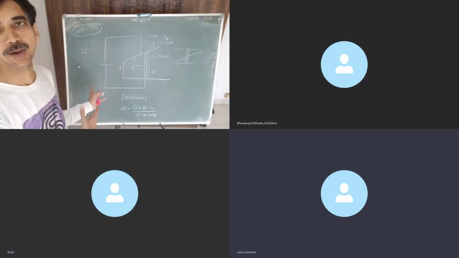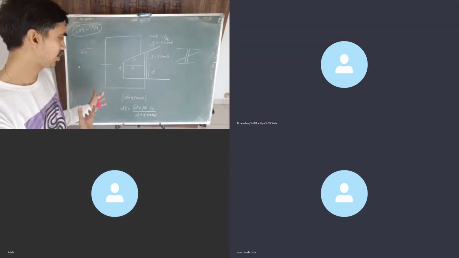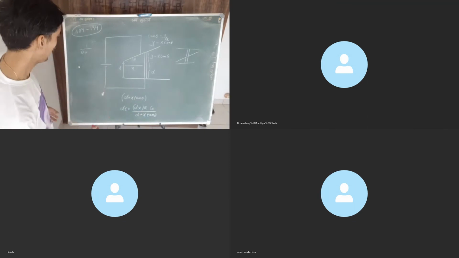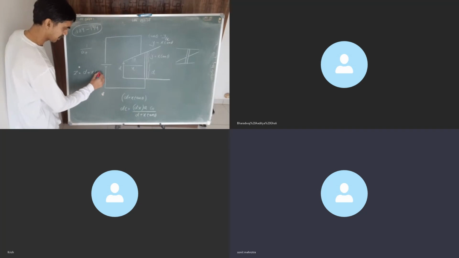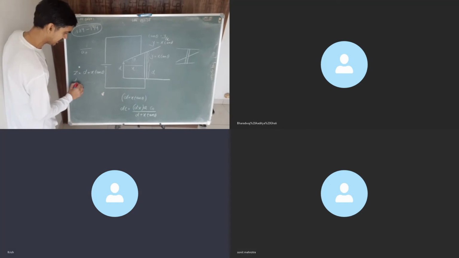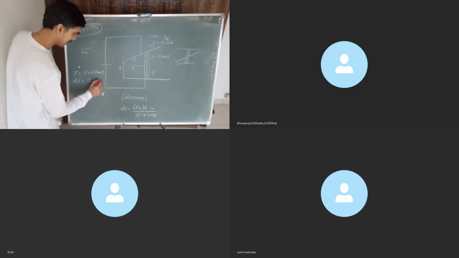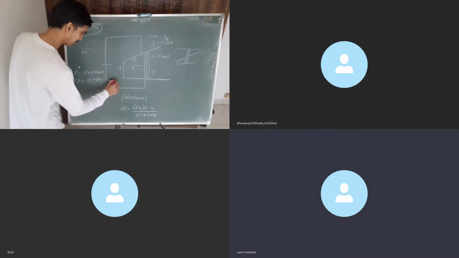Sometimes they do it by expansion of tan as well, so you check which one will be easier. Let's see what we are getting. Z is what to us? Z is equal to D plus x tan theta, right? Try to find dz. dz is what to us? 0 plus dx tan theta, correct? Tan theta being constant, so dx tan theta.